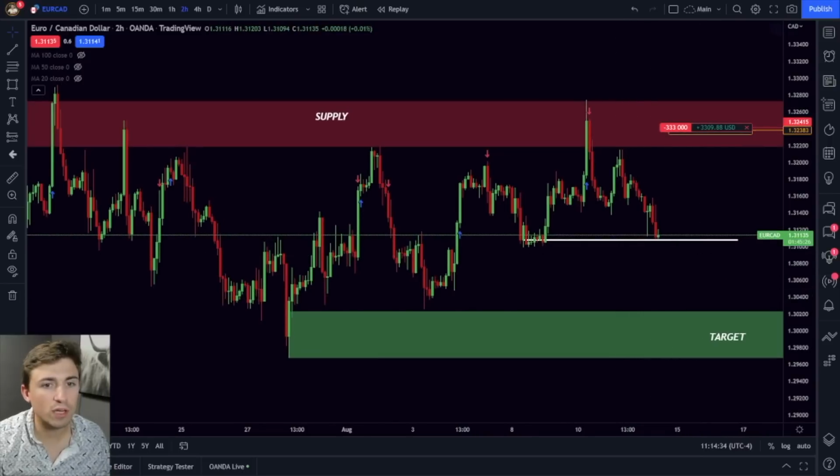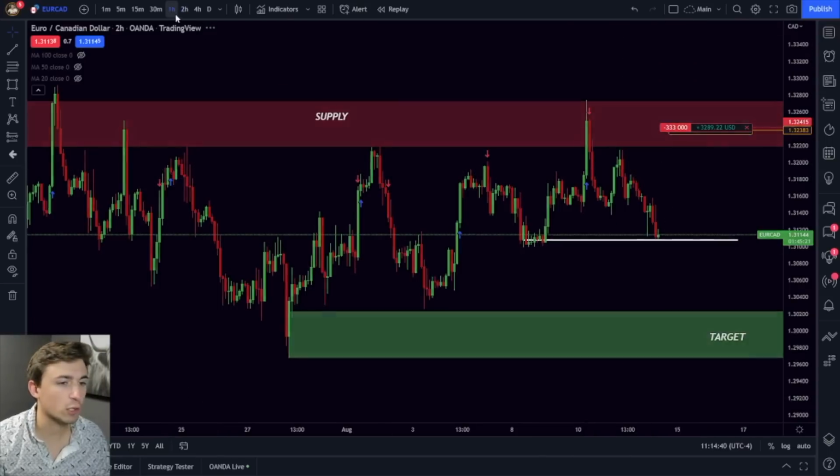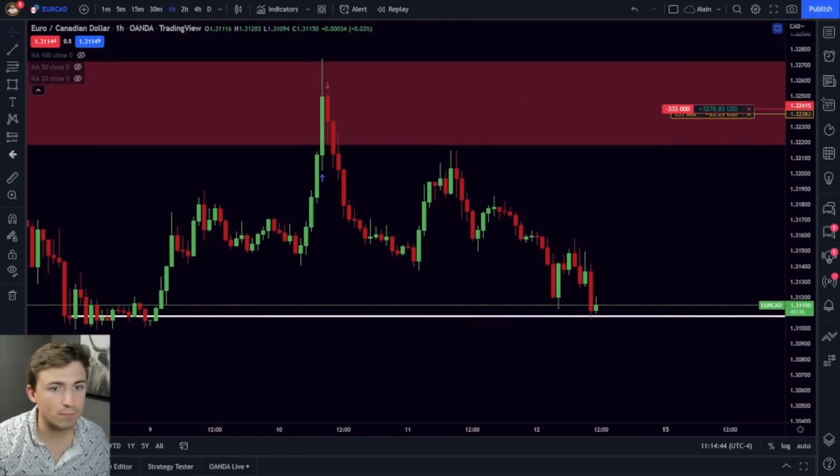So currently we're coming into this level of support and we have to manage the trade. So this is what I'm going to do. Now I'm going to narrow it down just a little bit more. We'll take a look at the 1-hour chart and we'll zoom into price to see what's been happening. So here's again where we took the initial sell trade. Things have been going pretty well on this position.